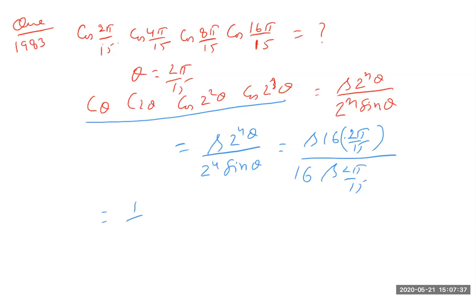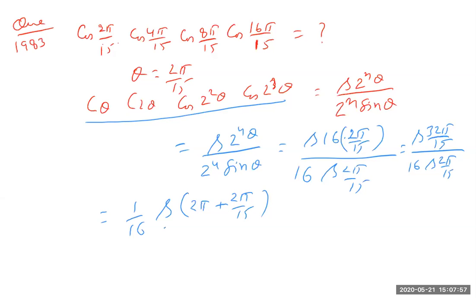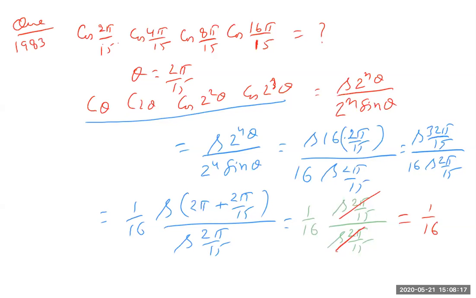So this is 1 upon 16 sin 32 pi by 15, which is 2 pi plus 2 pi by 15, upon sin 2 pi by 15. So this is equal to 1 upon 16, sin(2 pi plus theta) is sin theta, so sin 2 pi by 15, and the denominator is also sin 2 pi by 15. So you can check, they will cancel each other. So the answer will be 1 upon 16.